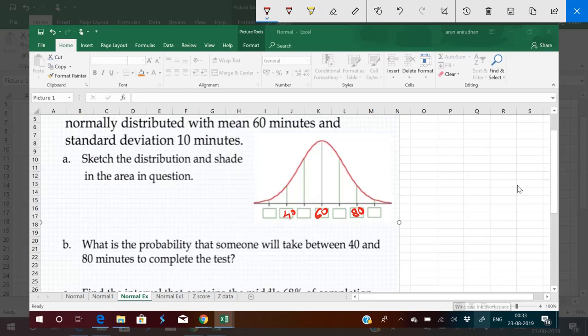So 95 percentage of the values will be lying here, but that is not the answer for that. So how will we find? So we have to find how 95 percentage. Okay, what is the probability that someone will take between? The answer is 95 percentage. Sorry for the mistake. From the empirical values you can see it is 95 percentage. I'll come to how to find that 95 percentage.